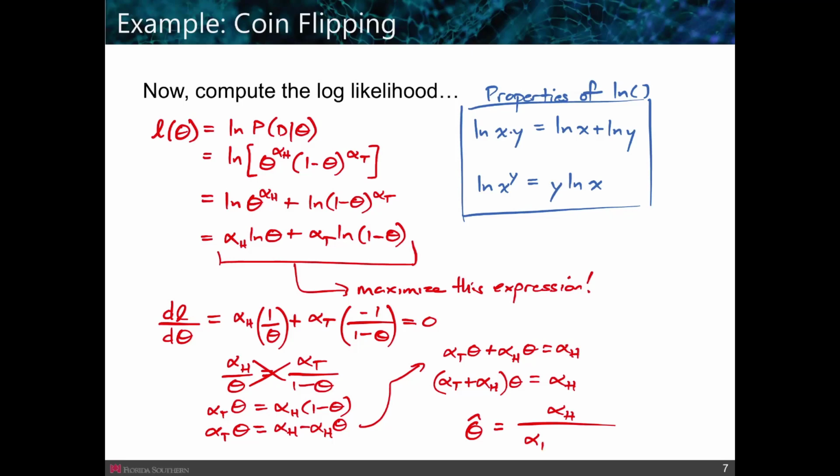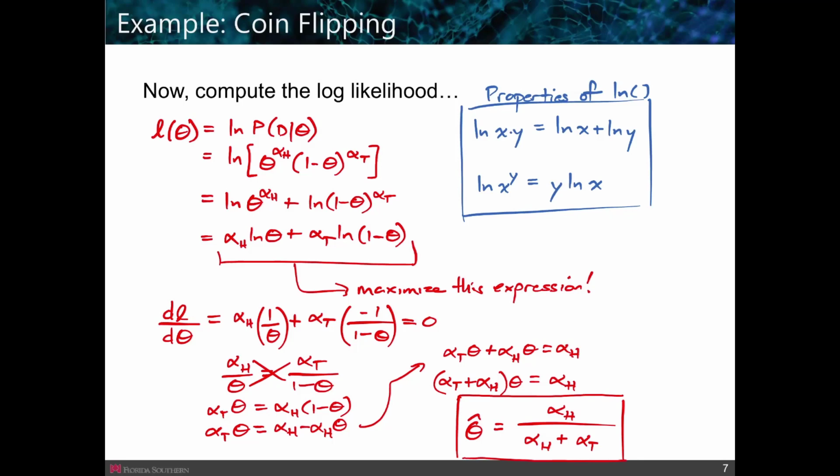So the final estimate of theta, which remember, theta here stands for the probability of seeing heads, it is simply equal to the number of times that we flipped heads divided by the total number of flips. Notice that the total number of flips here is represented by alpha h plus alpha t. Right? That will equal k in this case.